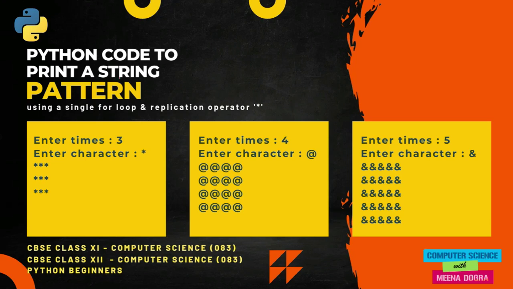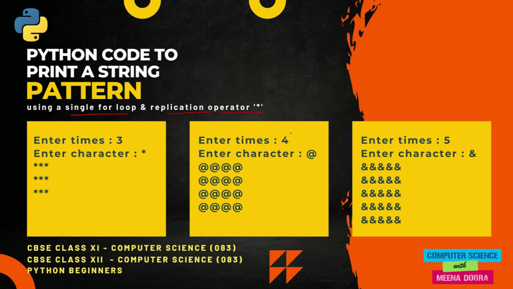Well, in this video, I am going to explain how we can make this pattern. It's there in front of you, and I've taken 3 samples. The code will be applicable to any number of output lines for any given character. So this is going to be a generalized code. I am going to design it using a single for loop and a replication operator. As such, Python is super duper easy.